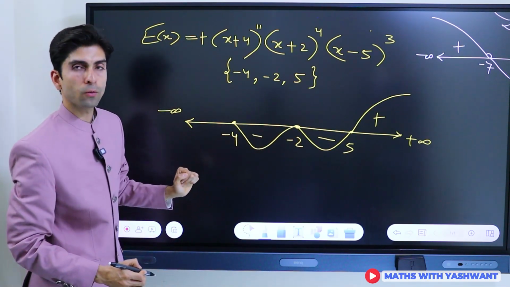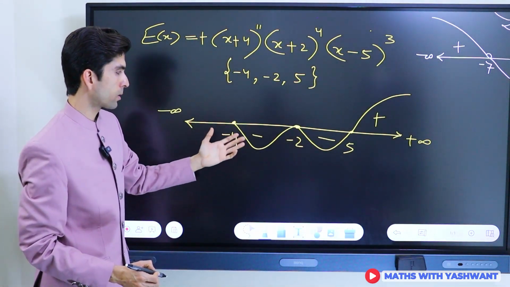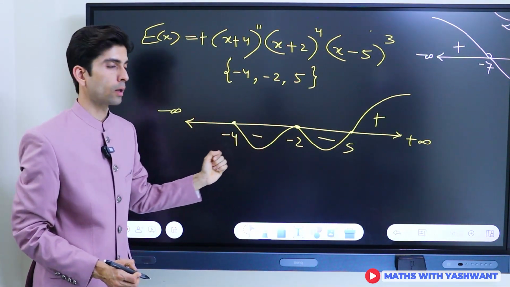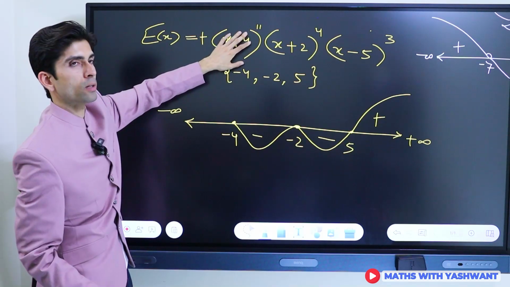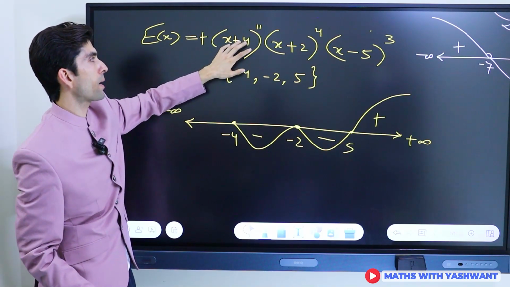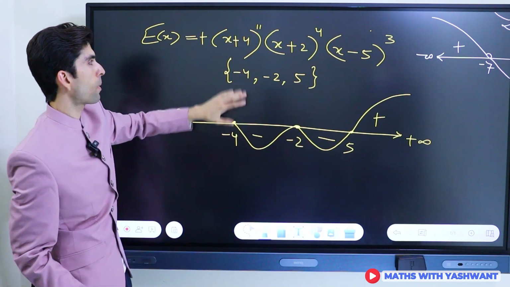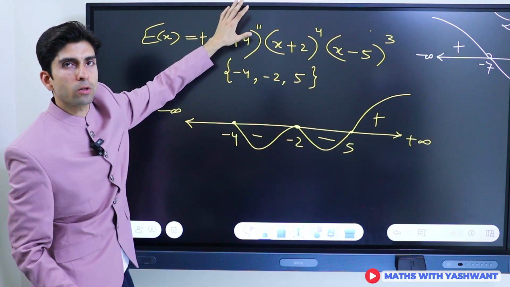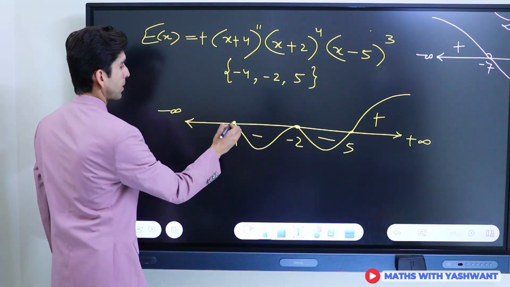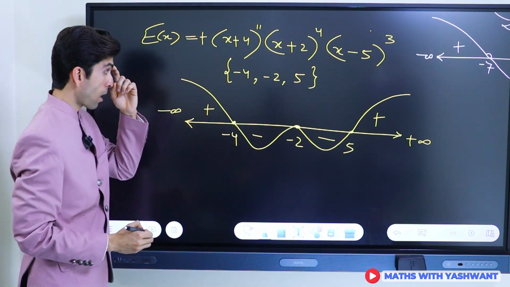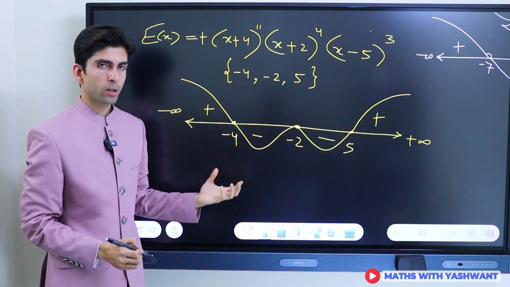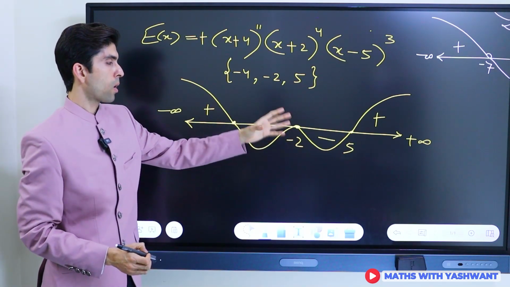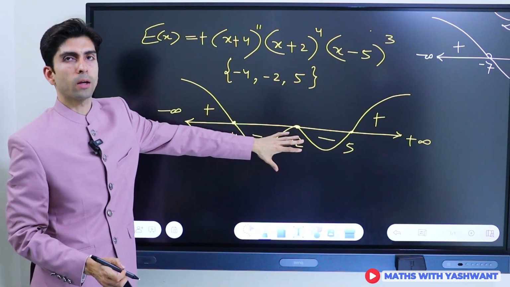Now when we reach minus 4, we have to decide again whether the curve should change its sign or remain the same. Minus 4 corresponds to x plus 4, and its power is odd, it's 11 actually. So we change the sign from negative to positive. And now this is the final wavy curve, and you can verify what message this curve is conveying to us.